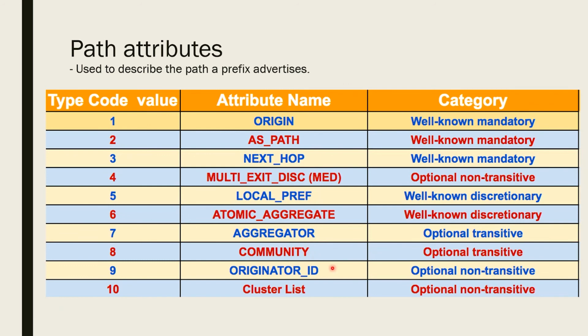And then the final two are used for when we have route reflection. So we have an originator ID, which identifies the first internal device that is a route reflector that is reflecting that prefix. And then we also have a cluster list, which lists the route reflectors that have seen that prefix. That's how we identify the path internally. Yet again, route reflection is a whole separate topic.